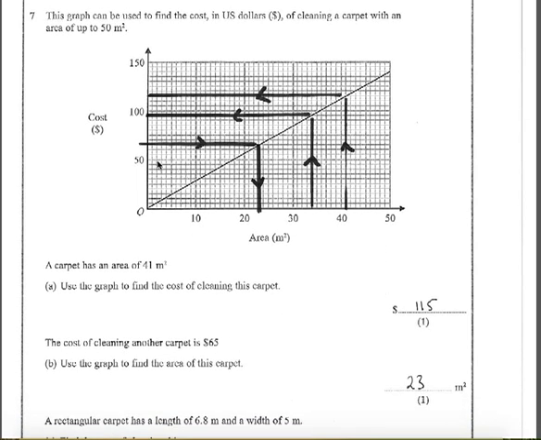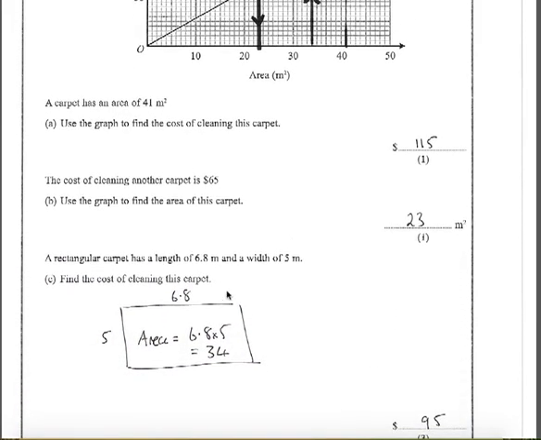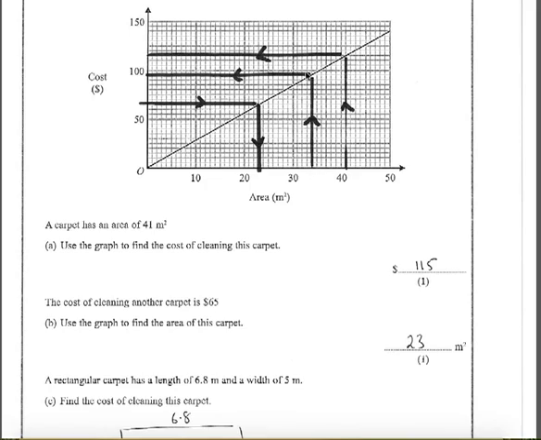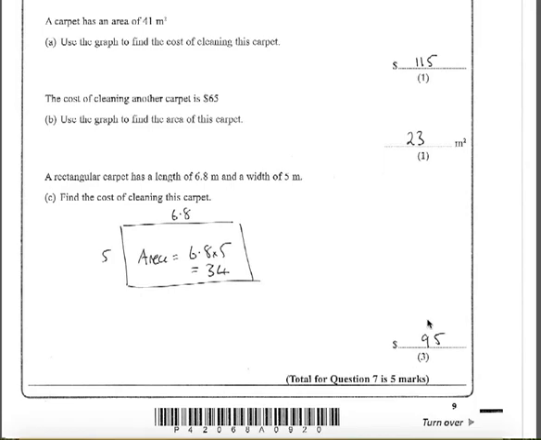If the cost was 65, so there's 50, 55, 60, 65. How big was it? Well, it was 23 square metres. Again, nothing else will do. That was the exact answer. The carpet looks like this, so it's 6.8 metres long and 5 metres wide. So the area, times the length by the width, is 34 square metres. So if I go back to my diagram and read up and across from 34, you find that it costs $95 to clean it.